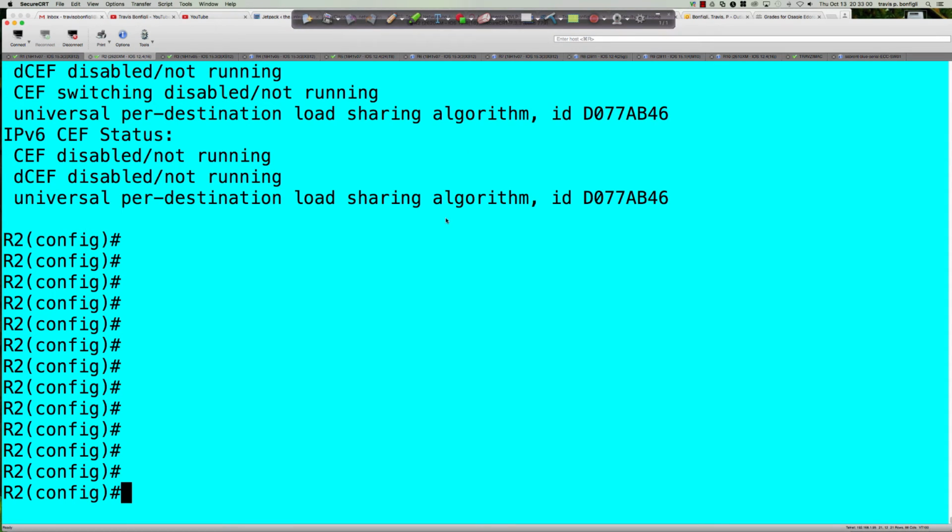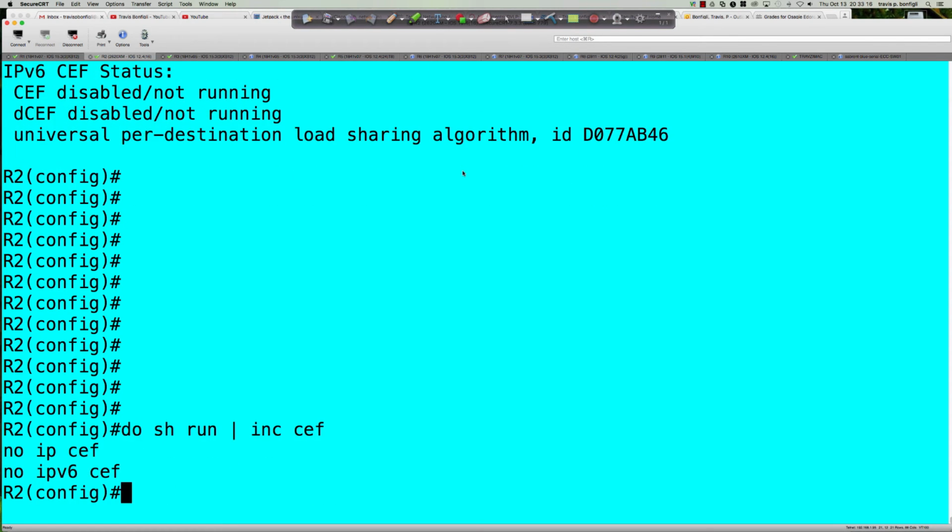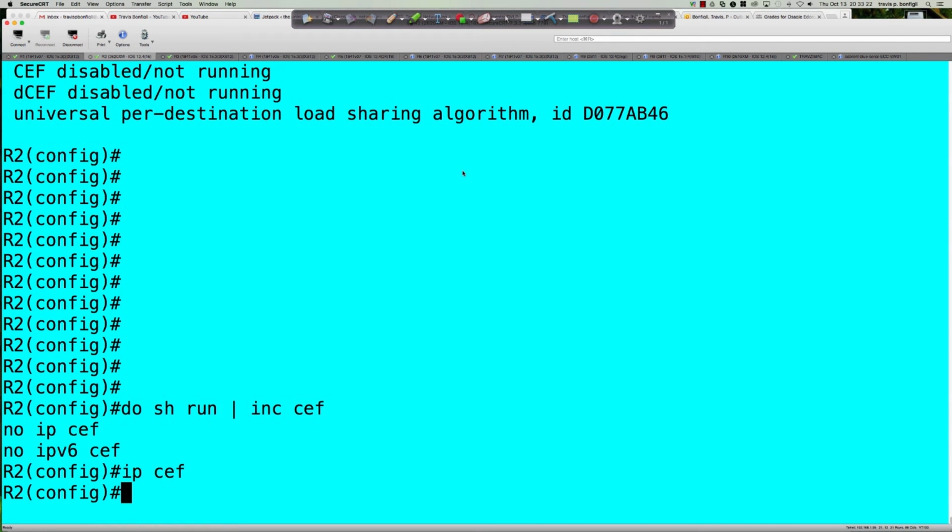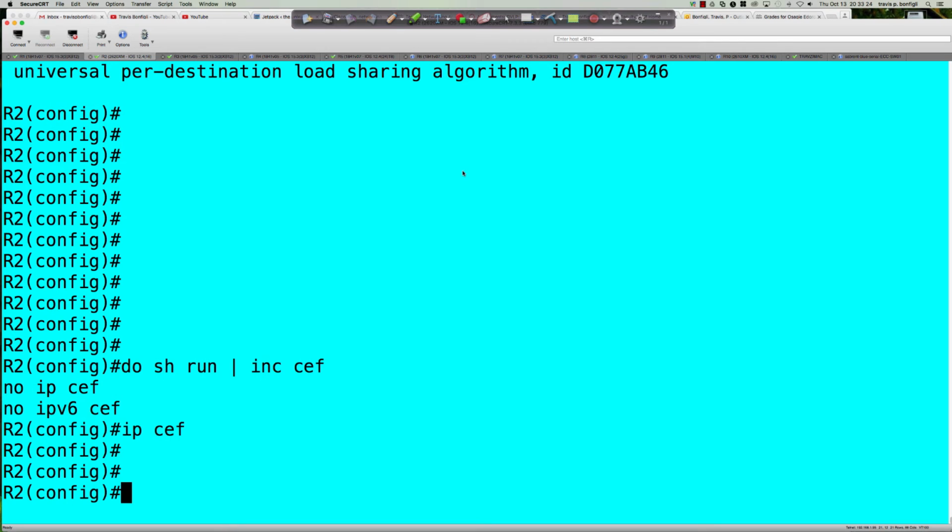Now let's go ahead and talk about IPv6, right? Because we've just finished covering IPv6 with OSPF. We've just finished covering IPv6 with EIGRP. So let's add some IPv6 in there and talk about CEF for IPv6. If I say do show run, include CEF, you can see that by default, and actually let's bring back, there we go. By default, this is what you're going to see.